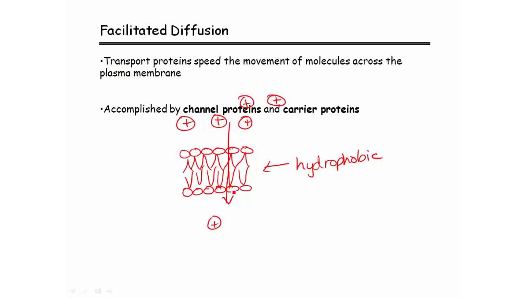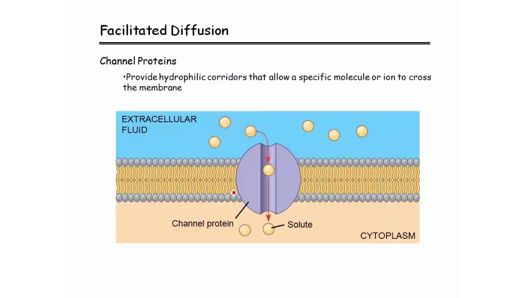So if we first look at the example of the channel proteins helping with facilitated diffusion, we already said that the channel proteins provide a hydrophilic corridor or hydrophilic tunnel that runs from one side to the other. In this picture, we can see that we've got high concentration on the top and a low concentration on the bottom, and the molecules want to go high to low. So all we're doing here is providing a passageway that they can now flow through to get from one side of the membrane to the other. So if we simply open that door, they will start to flow through.